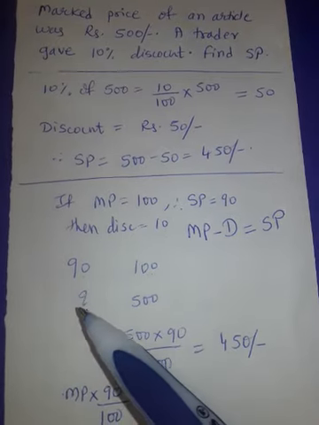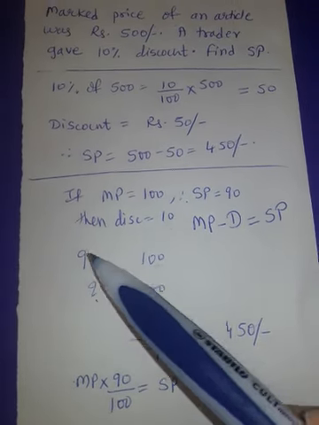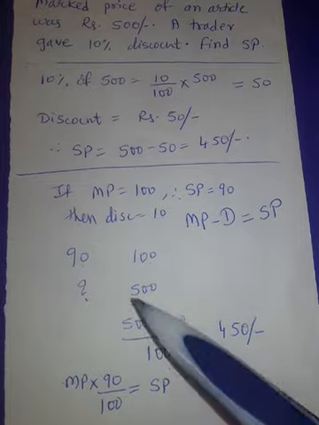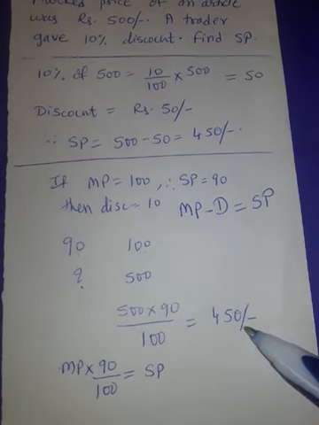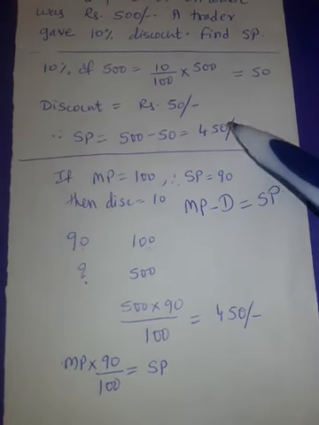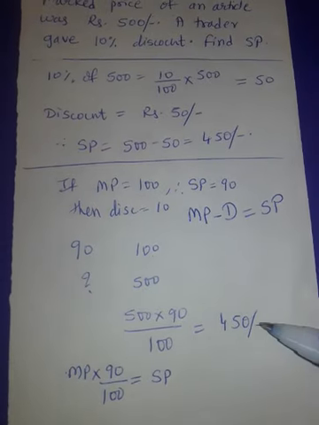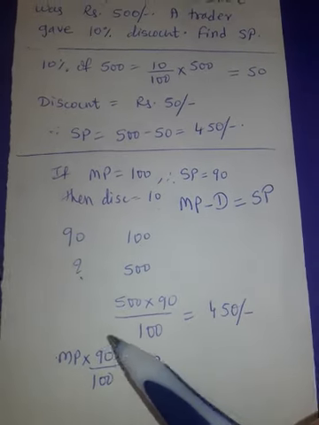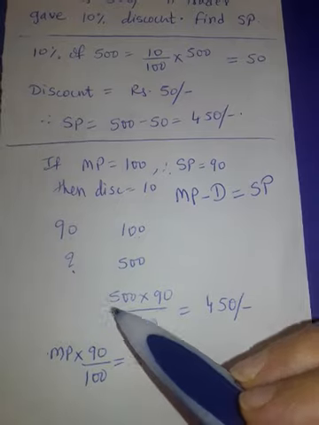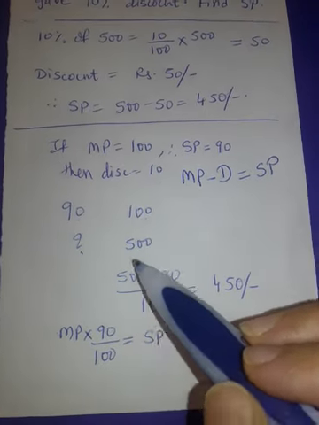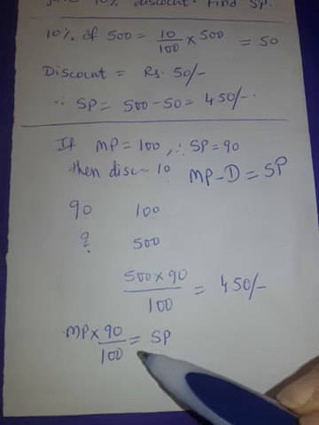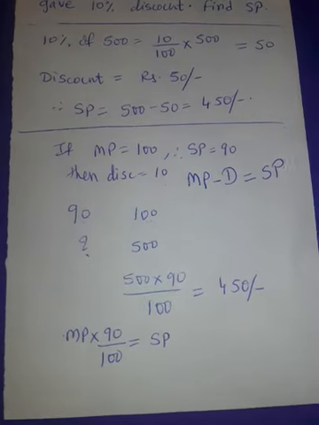If 500 is mark price, what is SP? 90 into 500 divided by 100, and directly we get 450. Same as this. So what did we do here? We multiplied MP, this is MP, by 90 upon 100 and we got SP.